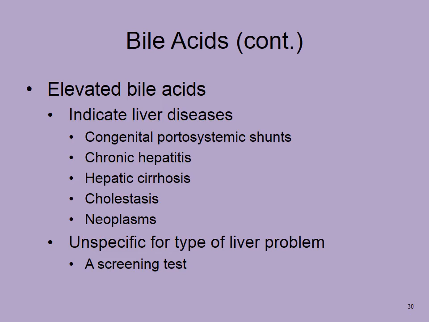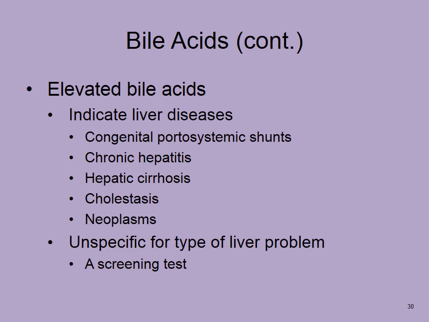So say we have an animal, we do the bile acid tests, they come back elevated. So this indicates liver disease, but it doesn't tell us what liver disease. One of the most common ones that we do this for is congenital portosystemic shunts. So again, this is also sometimes called a liver shunt. Usually what it means is there's a blood vessel that's bypassing the liver.